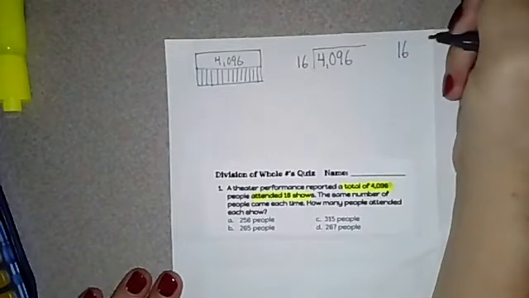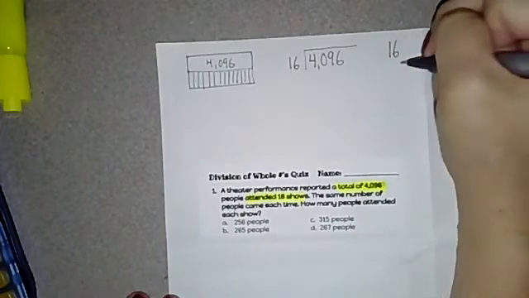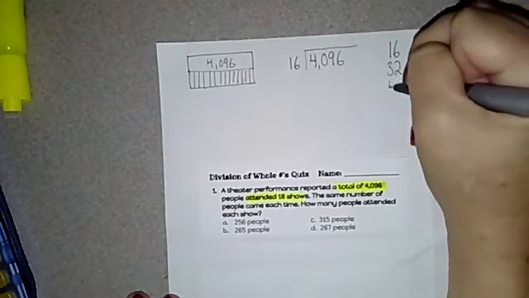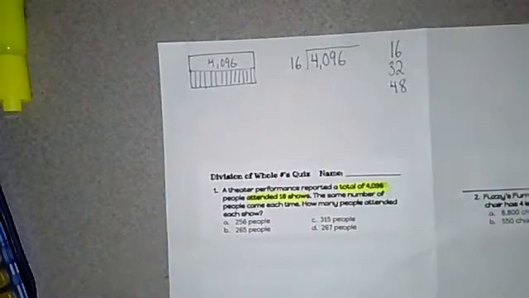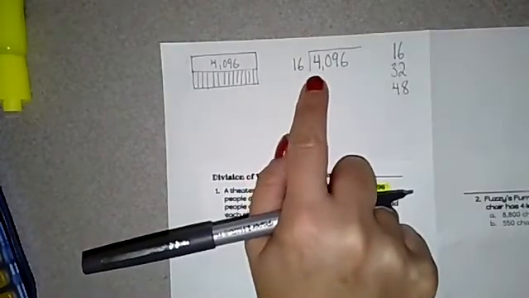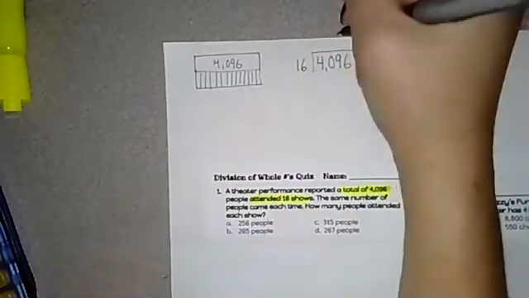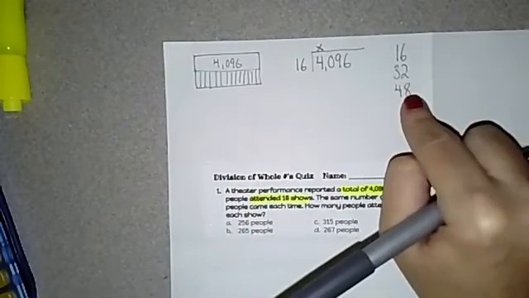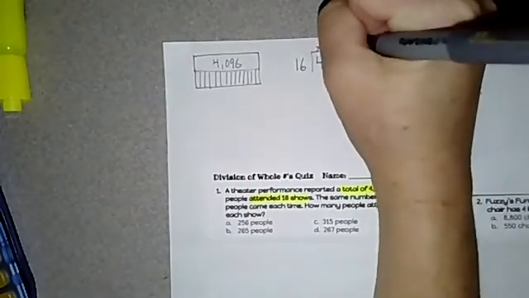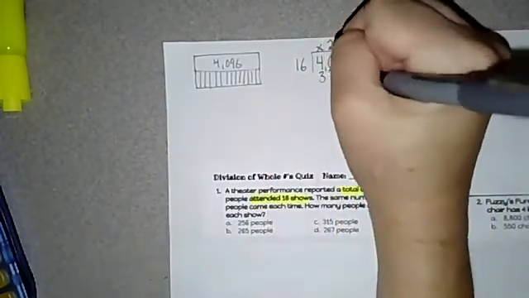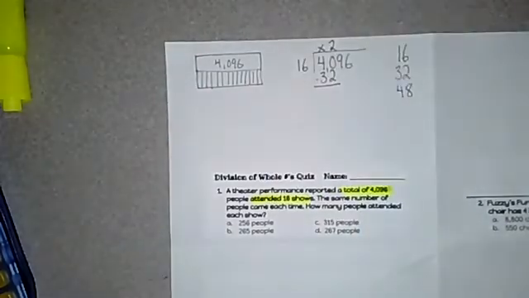What's next, Leah? 32. Good. Next is 48. And we can just stop there. Past that, we'll just guess and check. All right, Jaden, how many 16s are in 4? There are none. Put your X over the 4. How many 16s are in 40? There are 2 because 48 is too much. So put your 2 right here. 2 times 16? 32. Put it underneath 40 and then we're ready to subtract.